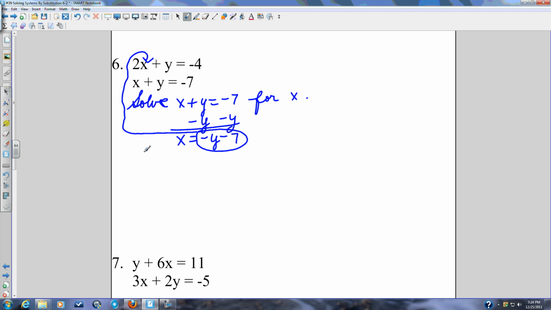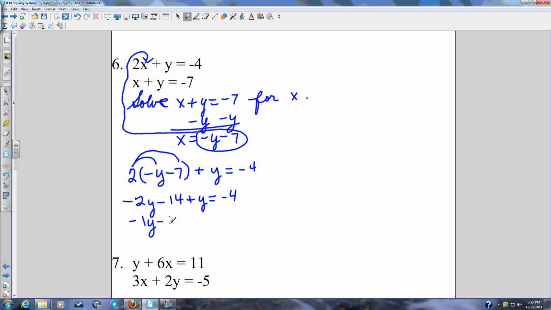So we are going to say 2 times our expression for x. So that's 2 times -y minus 7. Now, we have to put that in parentheses because we're multiplying that expression by 2. And then we're going to add our plus y equals -4. To solve it, we have to start by distributing. So we have -2y minus 14 plus y equals -4. -2y plus y gives you -1y minus 14 equals -4.